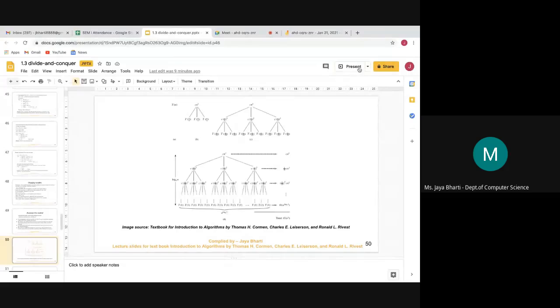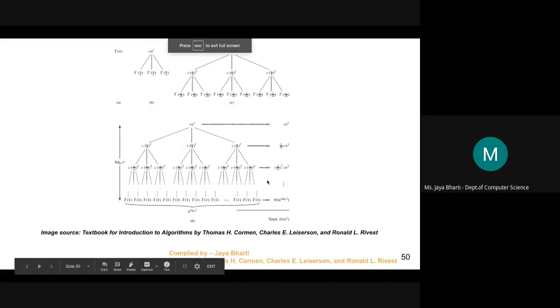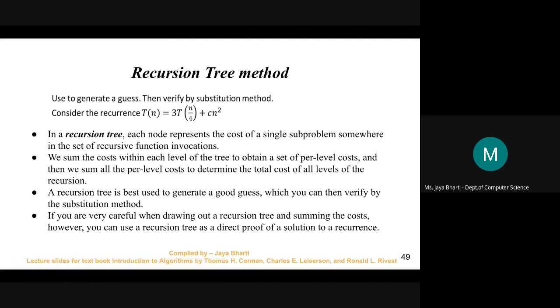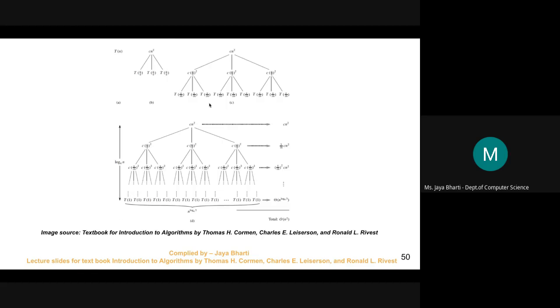So this is the recursion tree. Initially this is the recurrence, T(n) = 3T(n/4) + cn^2. Initially you have only T(n).